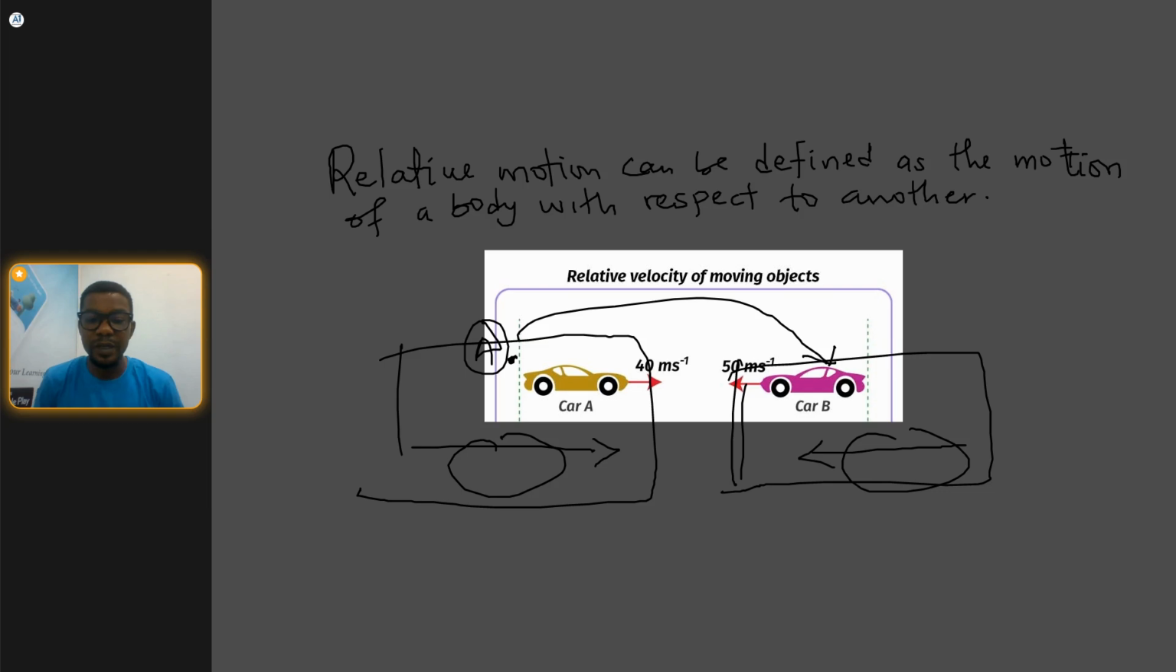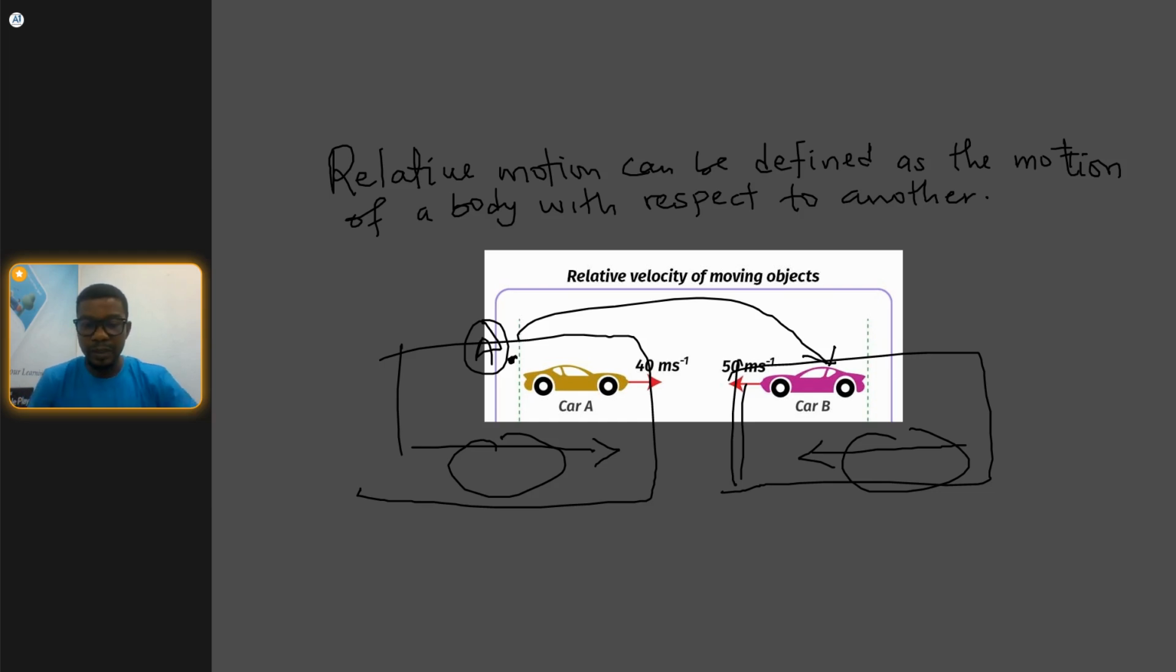So that is what we call relative motion. It has to do with two bodies in motion, and we are relating both bodies together when we are considering the motion of each of them.